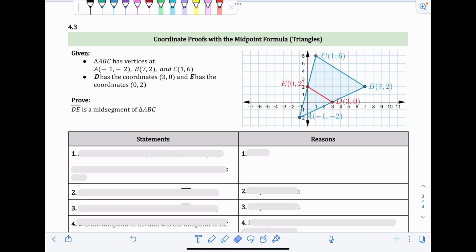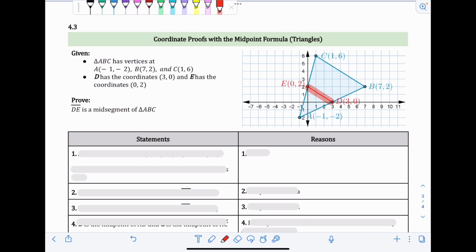4.3 is coordinate proofs with the midpoint formula, but this time for triangles. So for this one, we're given that triangle ABC has vertices at (-1, -2), (7, 2), and (1, 6). And then also there's a little segment in that triangle that has endpoints at D and E, and D has coordinates (3, 0), E has coordinates (0, 2). We want to prove that segment DE, that red one, is a midsegment of triangle ABC.